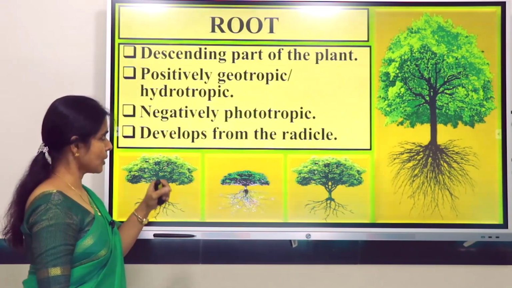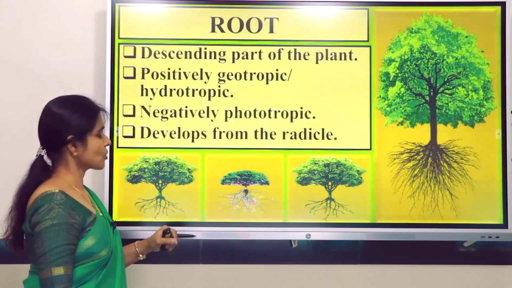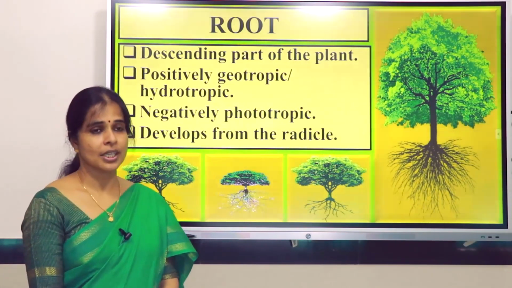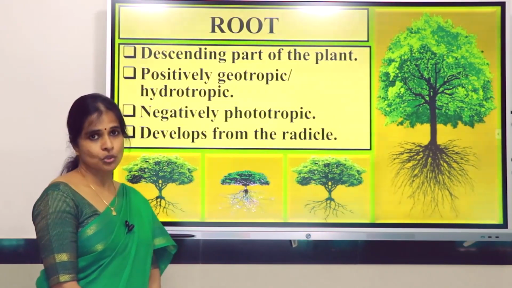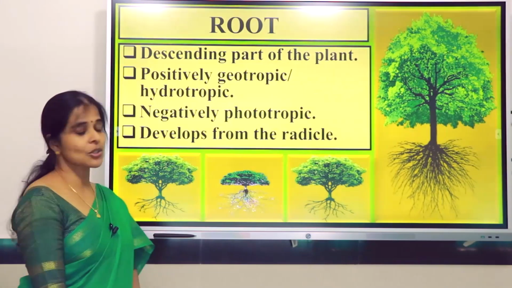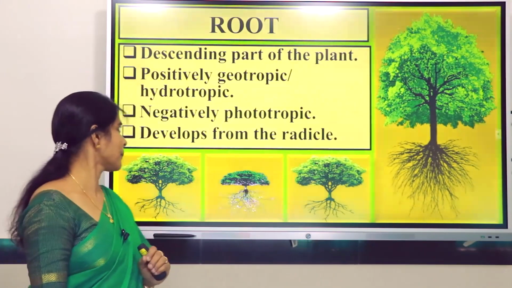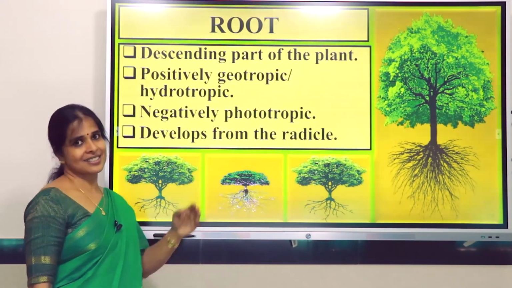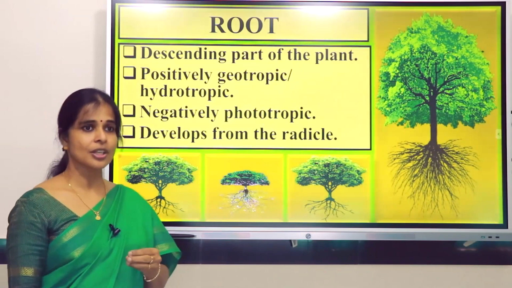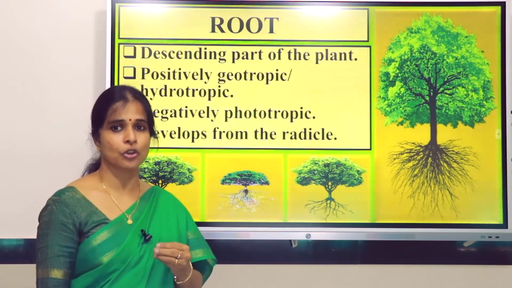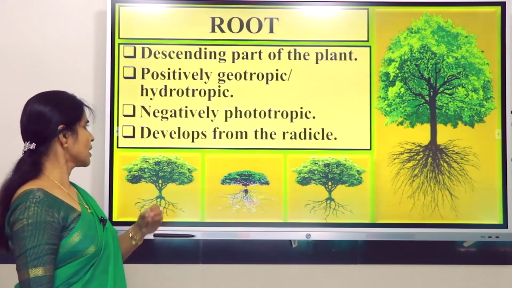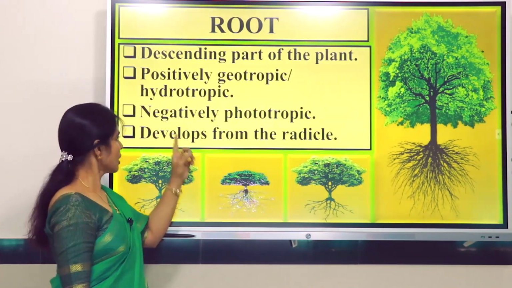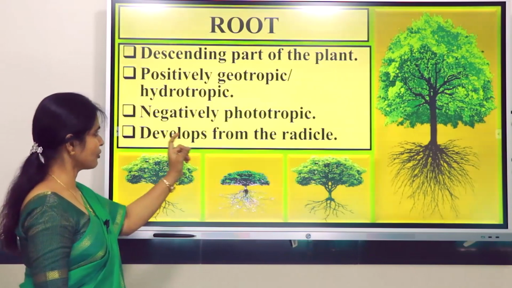Now, as it is growing towards the ground, it is known as positively geotropic. It shows affinity towards water as it moves towards the ground, so it is known as positively geotropic as well as positively hydrotropic. It never prefers light, as it is not interested in photosynthesis. It is not possible for the roots to undergo photosynthesis. Because of that, they are generally known as negatively phototropic. So, that is the third point, a characteristic feature of the root.